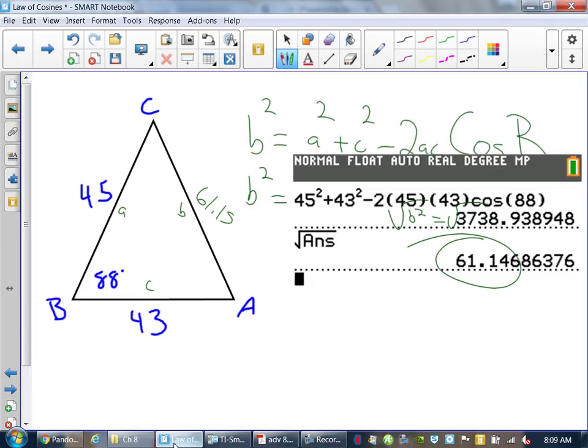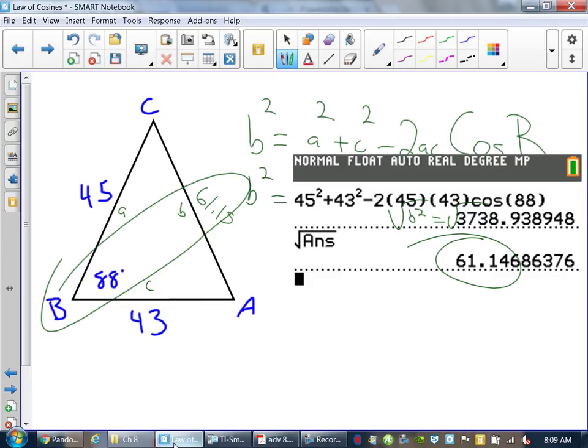Now notice what happens. Do you now have an angle and a side opposite? Yes. Isn't it a lot easier then to go ahead and switch to the law of sines? You only have to do law of cosines once. After you do law of cosines once, it's always easier to switch to the law of sines, because now you have that. You can, but it's easier to switch to law of sines.